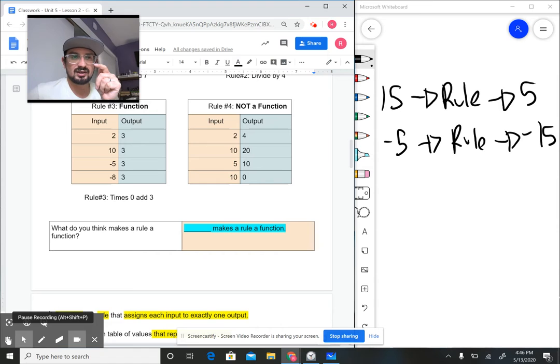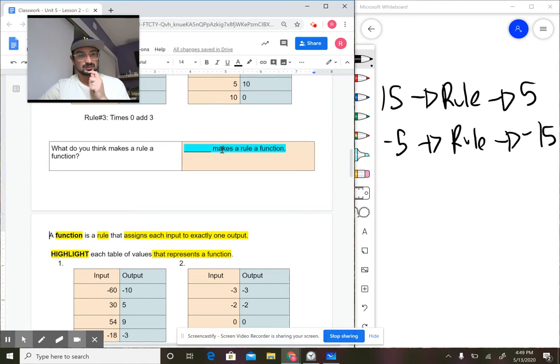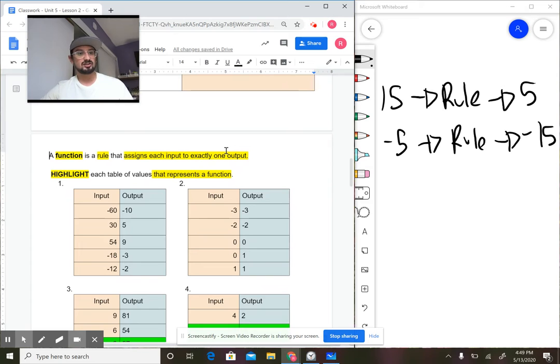And then I'll tell you what actually a function means, okay? So you should have been writing what you think makes a rule a function here. And now actually a function is a rule that assigns each input to exactly one output. So the rule has to pair things together and only that one thing. They're exclusively together. They're boyfriend, girlfriend, just together. Okay, that's what it means.